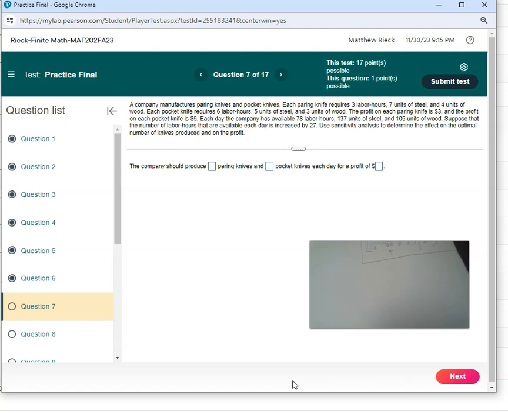So here we have an example of looking at what is known as sensitivity analysis. We have a company that manufactures paring knives and pocket knives. Each paring knife requires 3 labor hours, 7 units of steel, and 4 units of wood. Each pocket knife requires 6 labor hours, 5 units of steel, and 3 units of wood. Profit on each paring knife is $3, and profit on each pocket knife is $5. Each day the company has available 78 labor hours, 137 units of steel, and 105 units of wood. All right.